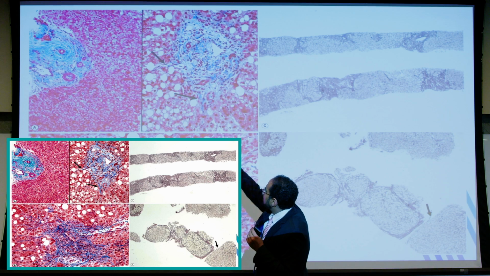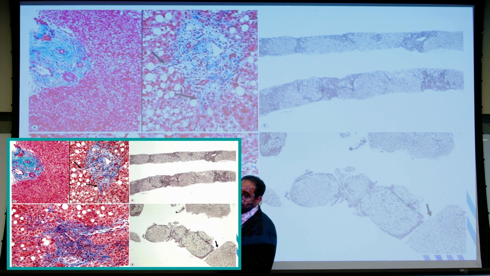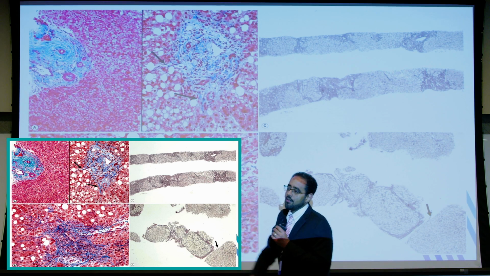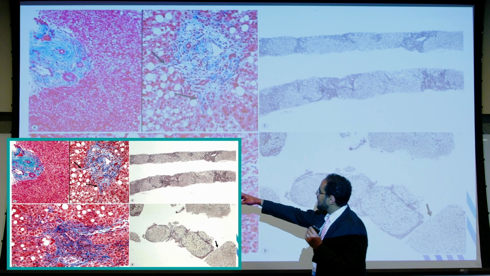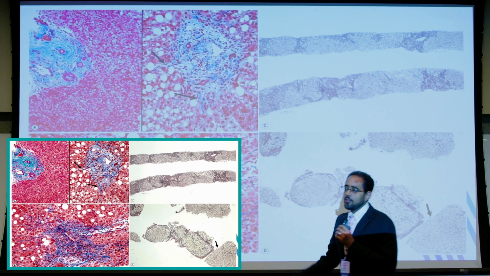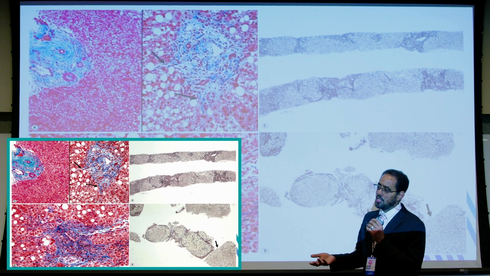Then the fibrous tissue starts to extend. You can see the arrows make tunnels out into the liver surrounding the portal tract. And then the tunnels go long distances and start connecting portal tracts, which will be stage 2.